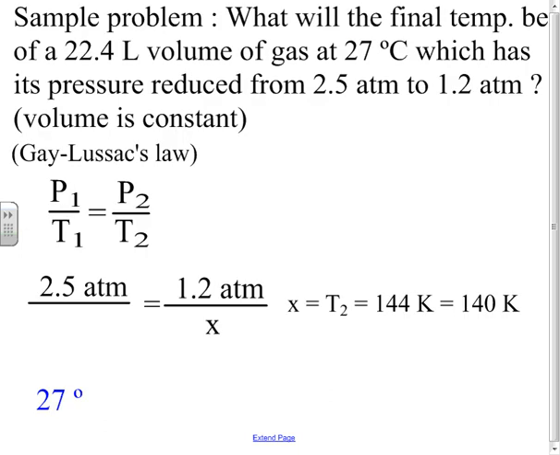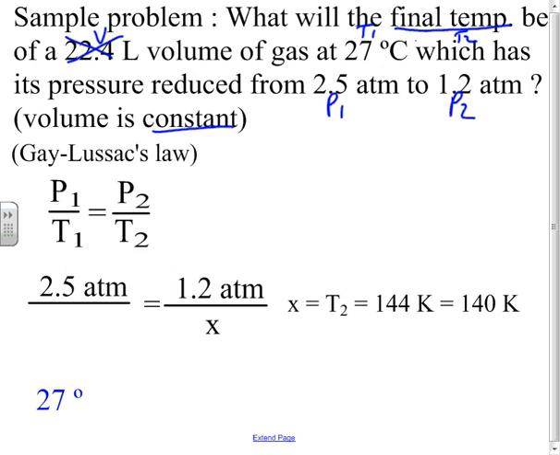Sample problem. Here we're given a volume, but that volume is constant, so we can pretty much ignore this in this problem. So here is a T1, here is a P1, a P2, and we want to solve for a T2. What will the final temperature be? And so P1 over T1 equals P2 over T2.